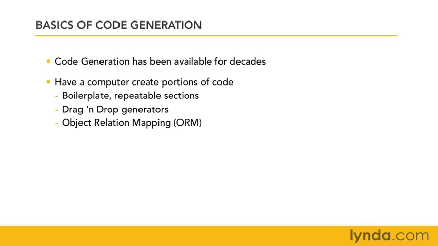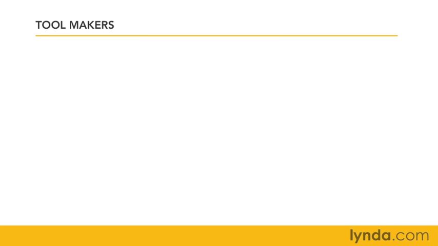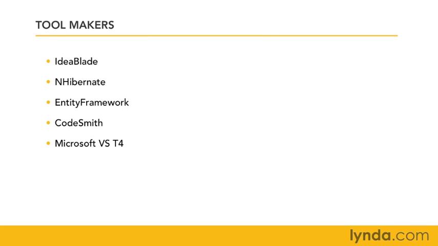Another popular use of code generators is in Object Relational Mapping Tools, or ORM. ORM tools take the tables and other constructs inside a database and turn them into language objects. There is an active community of third-party vendors making code generation tools. Here's a list of some of the code generators on the market.